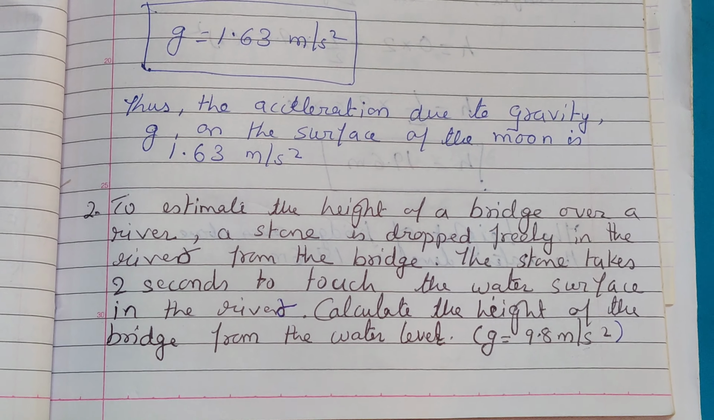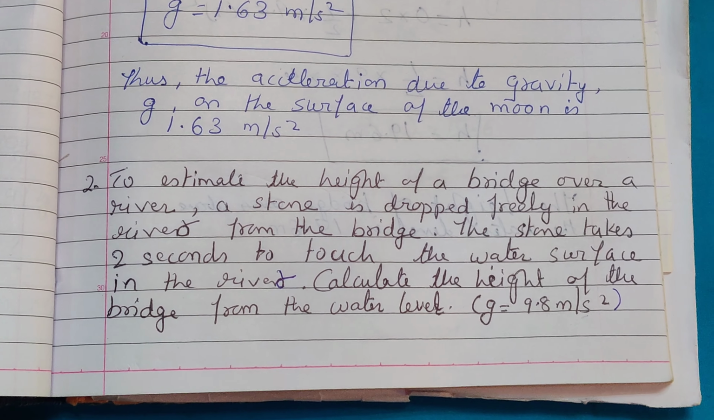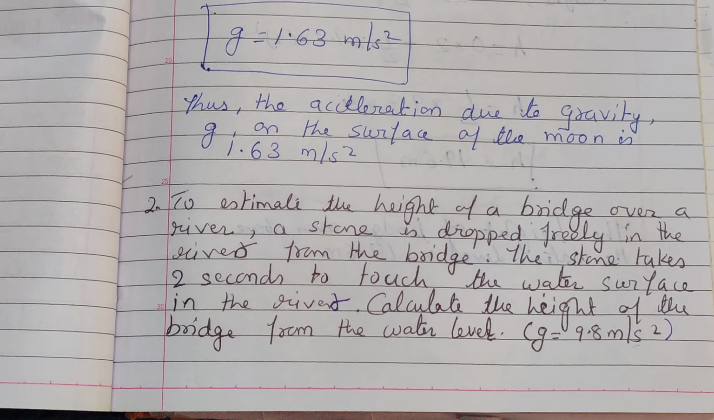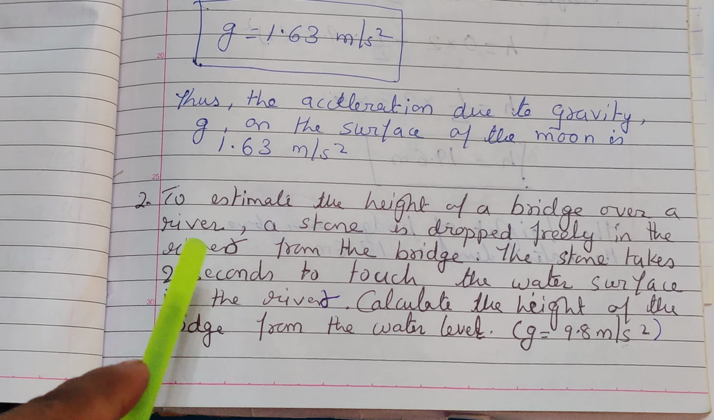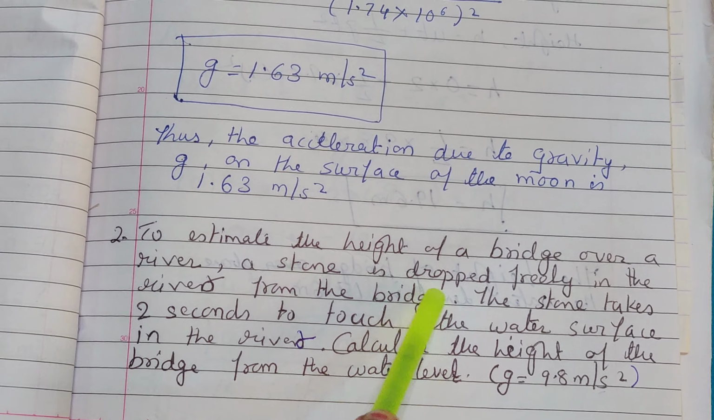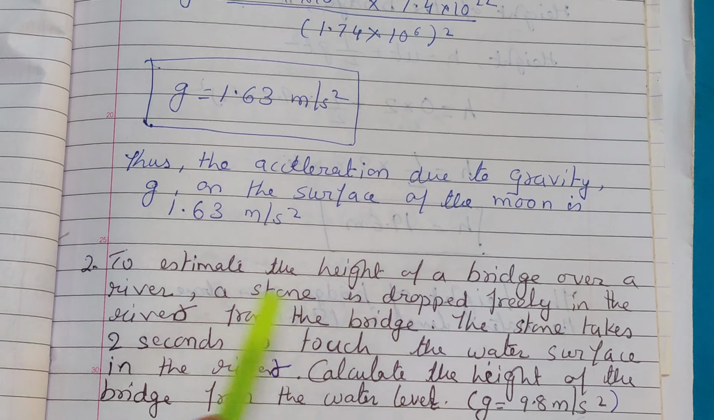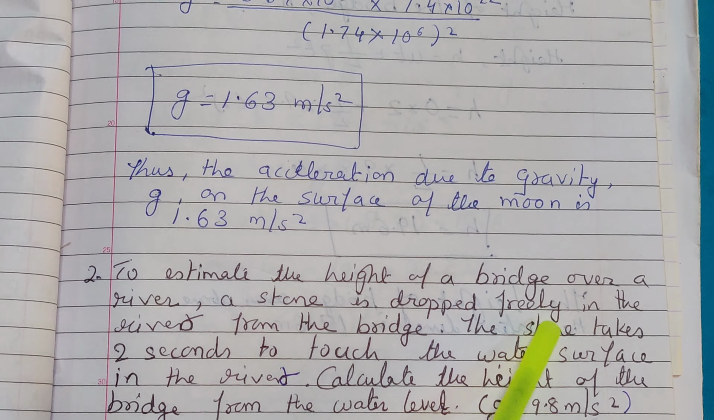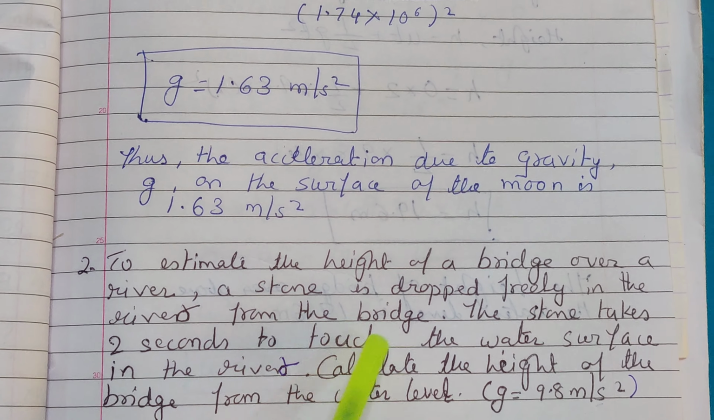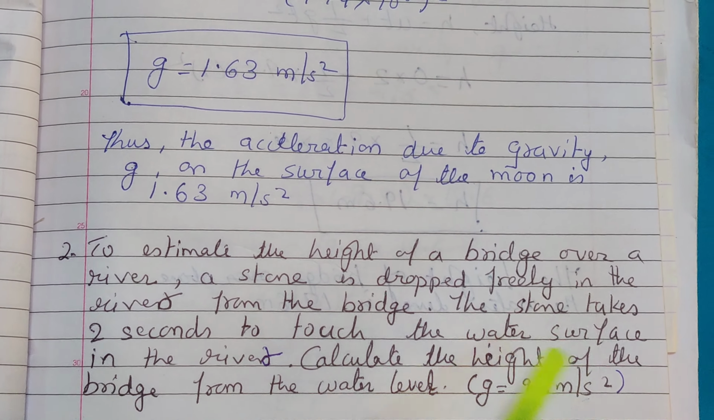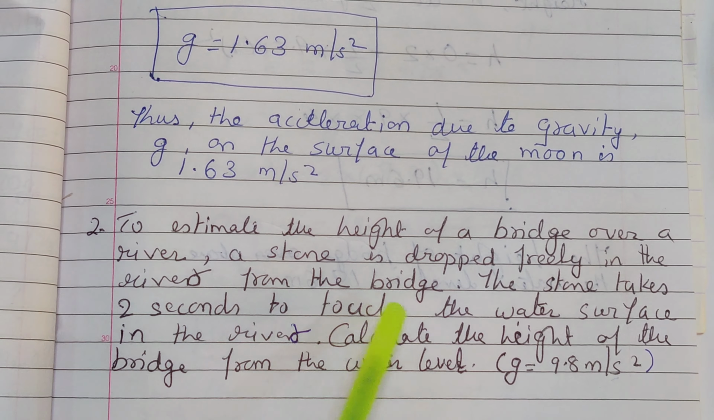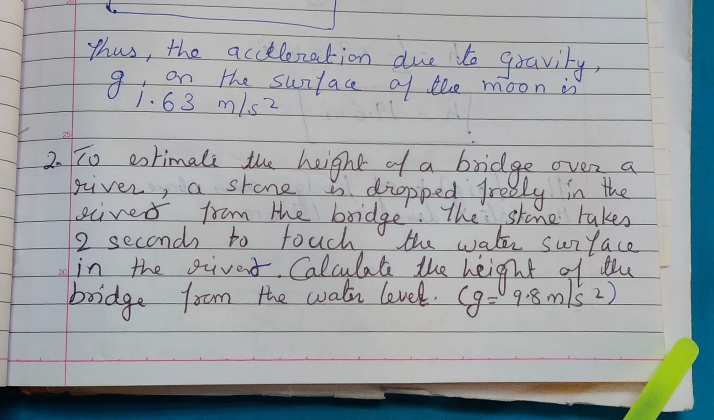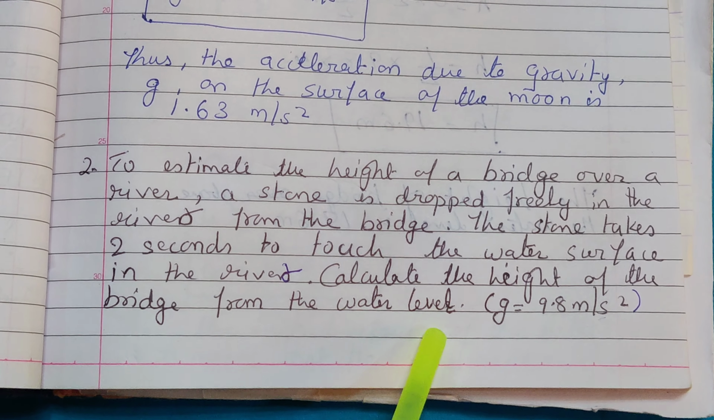So, today we will start numericals from the chapter Gravitation. First question. To estimate the height of a bridge over a river, a stone is dropped freely in the river from the bridge. The stone takes 2 seconds to touch the water surface in the river. Calculate the height of the bridge from the water level.